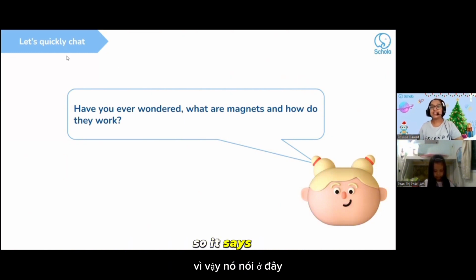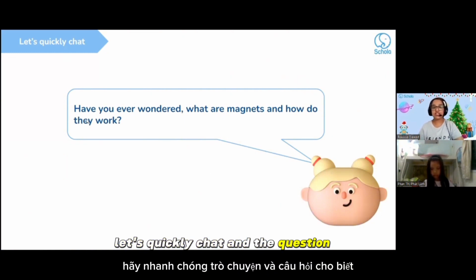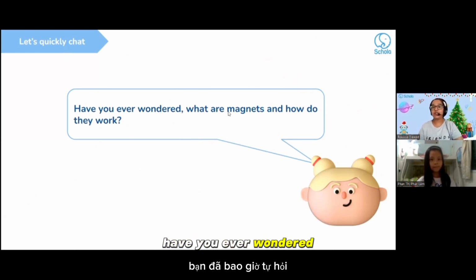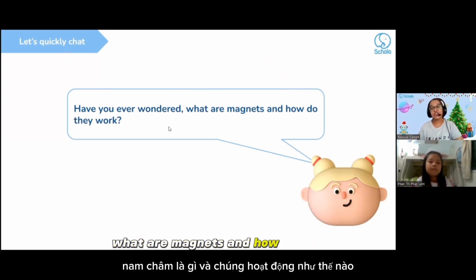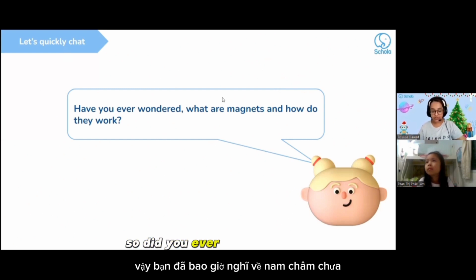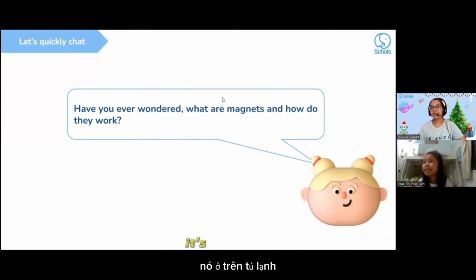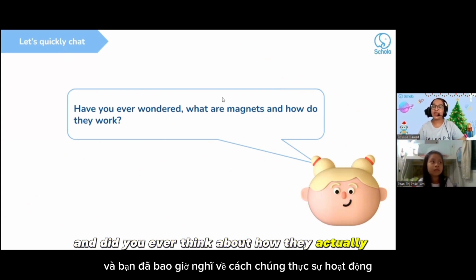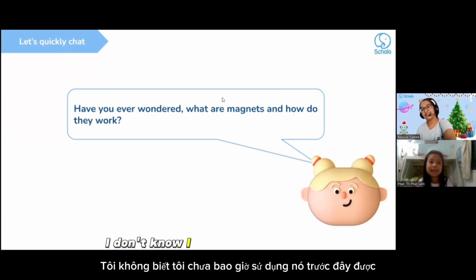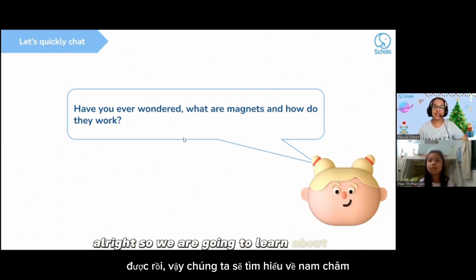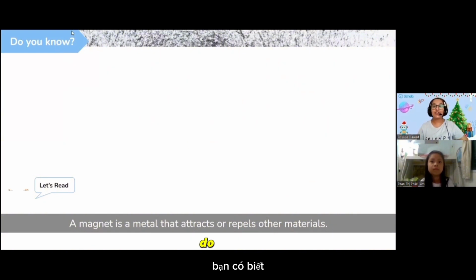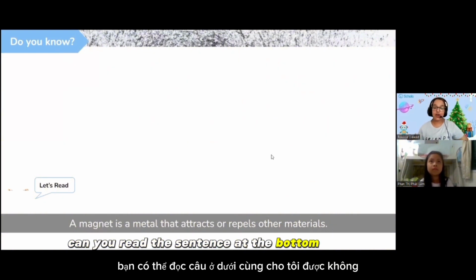Okay, so it says here, let's quickly chat. And the question says, have you ever wondered what are magnets and how do they work? So did you ever think about magnets and how they actually work and what they actually do? Oh, it's on the fridge. And did you ever think about how they actually work? I don't know. I never used that before. Okay, all right. So we are going to learn about magnets. Can you read the sentence at the bottom for me, please?